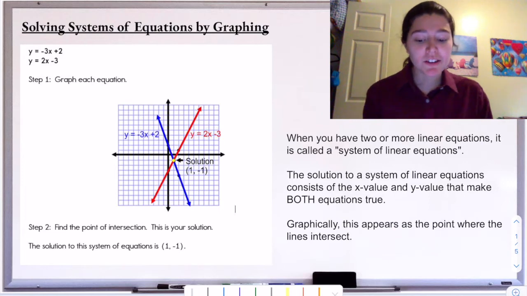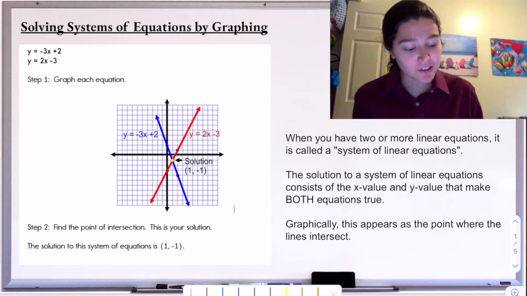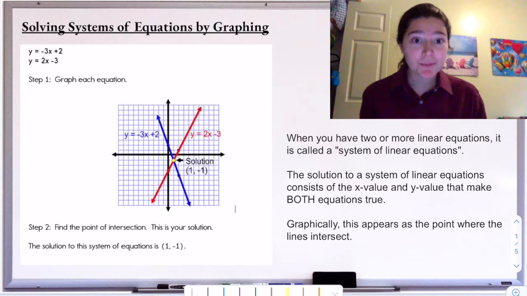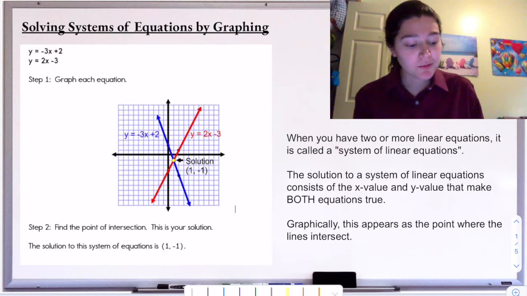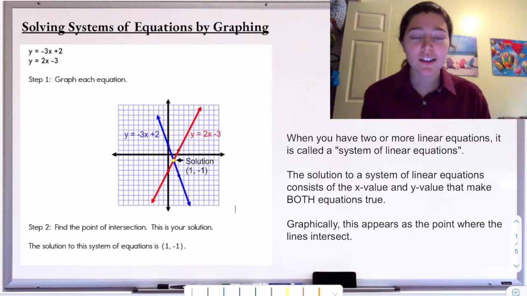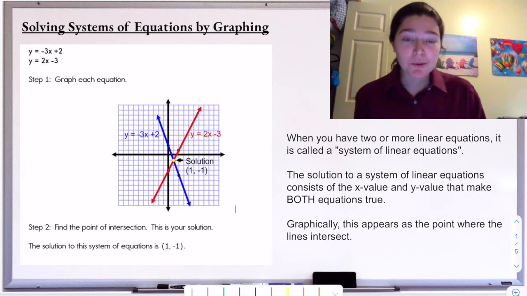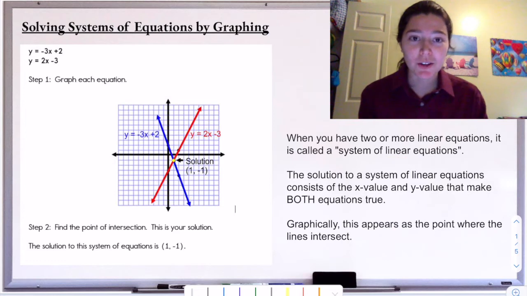So we're particularly talking about systems of linear equations. We've talked about linear equations a lot this year. We know the word linear means a line. So if we have a linear equation, it's an equation that when graphed will give us a line. And when we have two or more of those linear equations, we have what's called a system of linear equations.